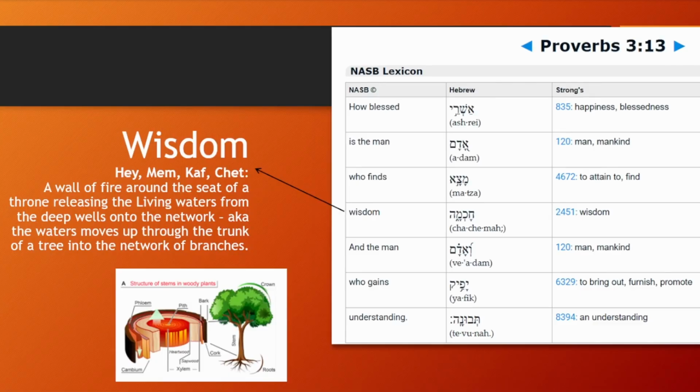Let's quickly analyze the word wisdom. We are now in Proverbs 3 verse 13, where it says, how blessed is the man who finds wisdom and the man who gains understanding. Let's analyze wisdom. It is written from the right to the left as a chet, kaf, mem, hey.